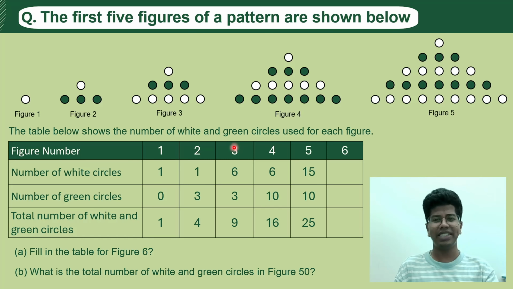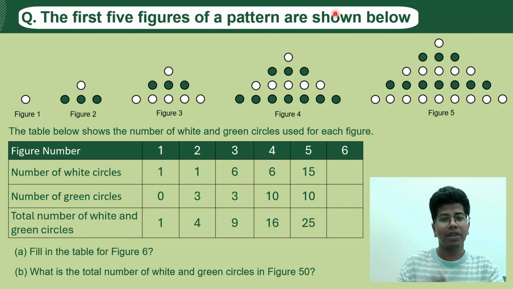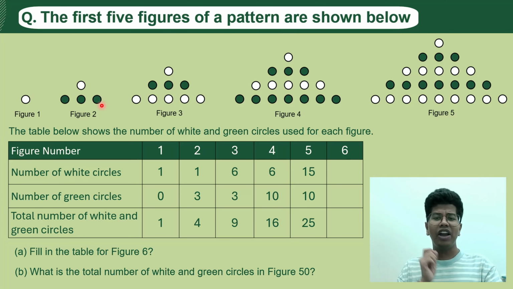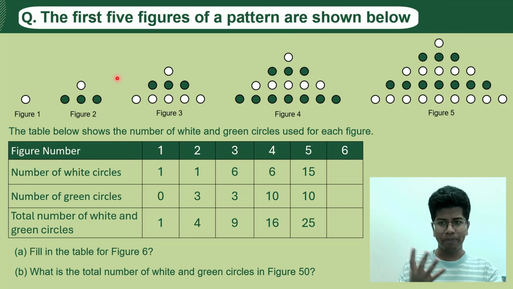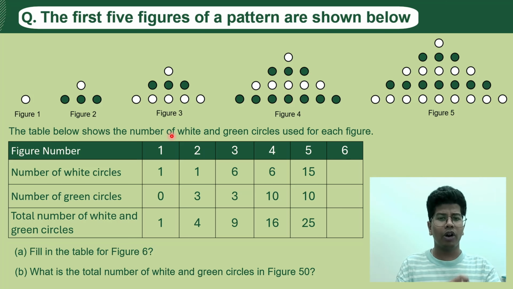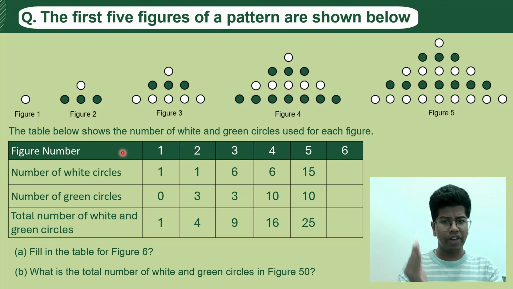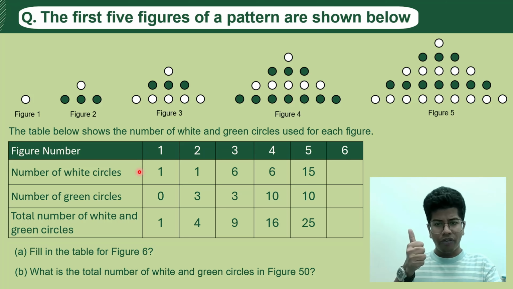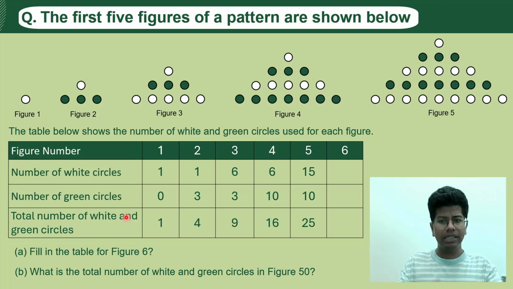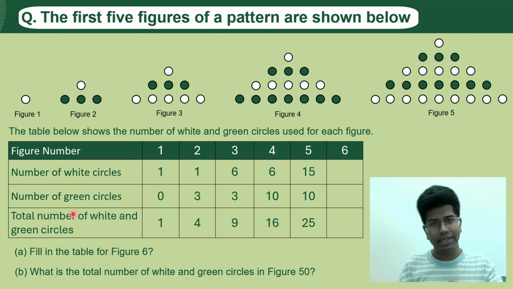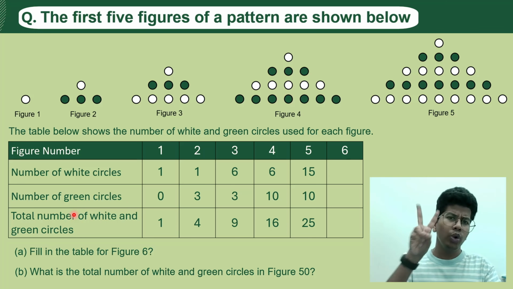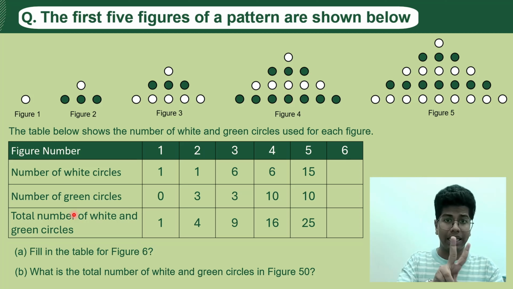Of patterns. So let's try to understand more about this topic using an example question. Here the question says, the first 5 figures of a pattern are shown below. What I can see, there are 5 of the figures that we can see. The table below shows the number of white and green circles used for each figure. I have figure numbers written, number of white circles, number of green circles, total number of white and green circles, and there are 2 questions that it's asking.